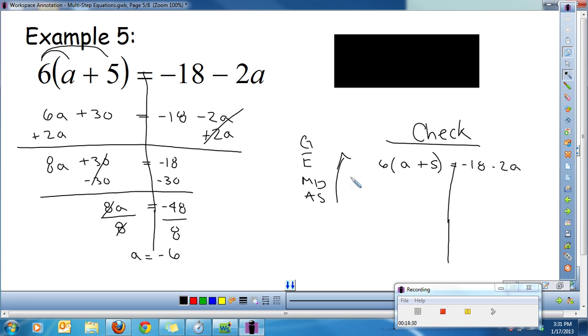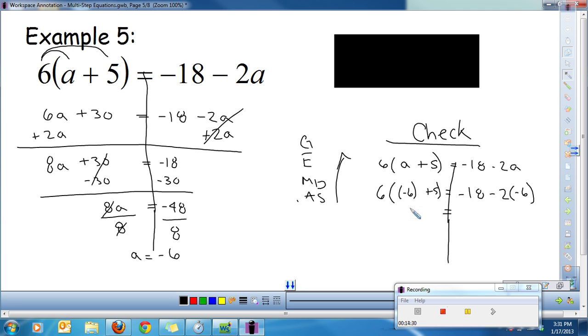Sometimes we get so distracted that we don't realize what we're doing. We're just checking. We already know that a is negative 6. So let's replace our a values with negative 6. Every time I see an a, I'm going to put negative 6 plus 5. Negative 18 minus 2, and I think a is negative 6. So let's see if it works.